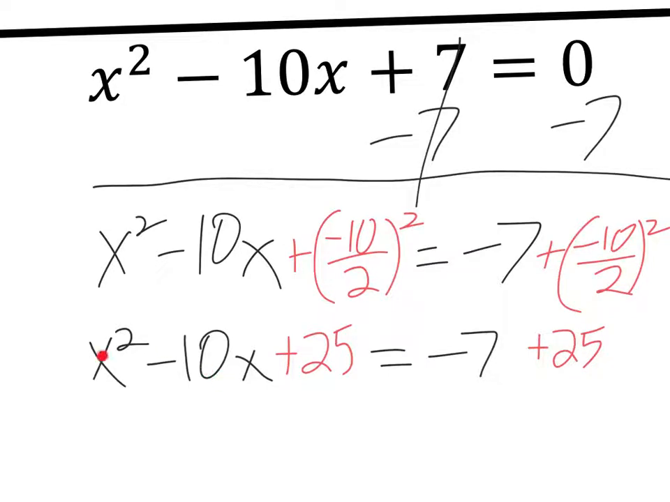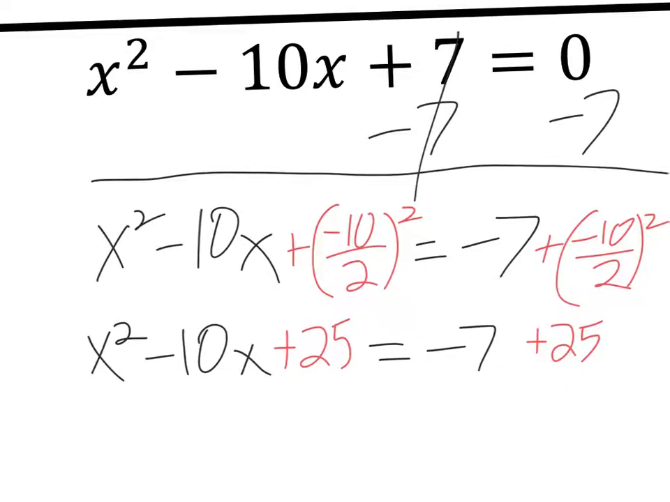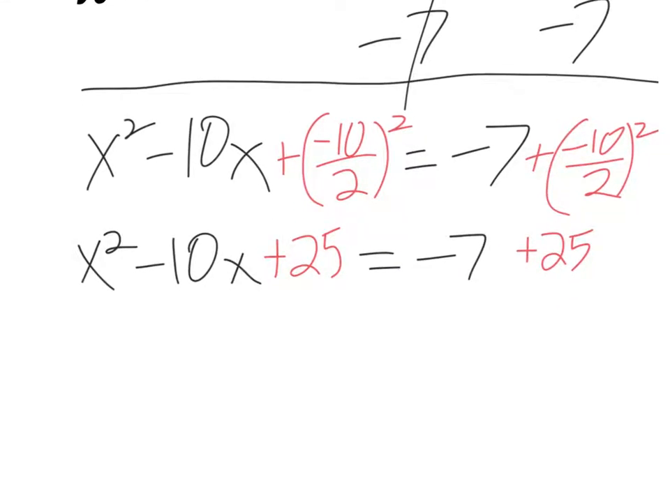What you'll want to do is factor the left side, and on the right-hand side you can just add these two numbers together. That part's pretty easy, so I'll do that first. Negative 7 plus 25 is going to be positive 18.